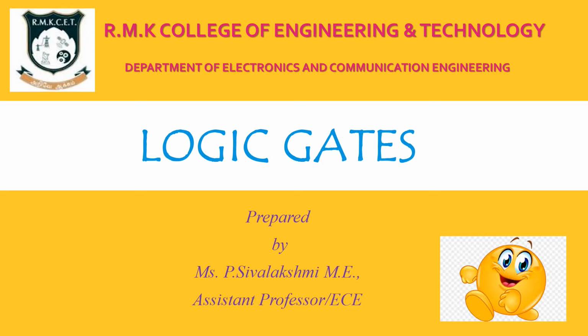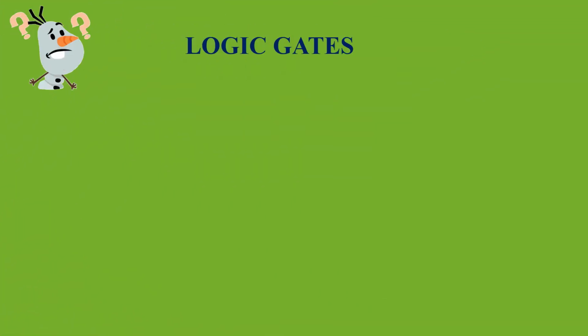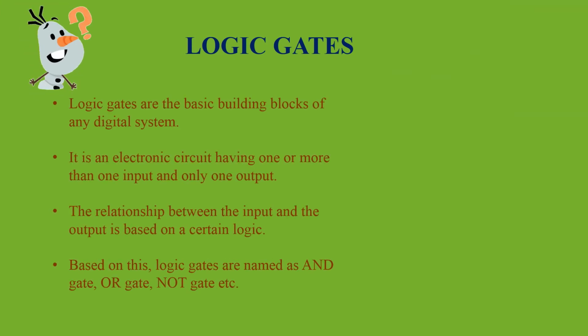In today's video, we are going to see about logic gates. So what is logic gates? As I've mentioned in my previous video, they are the basic building blocks of any digital systems. It is an electronic circuit having one or more than one input and only one output. Here, always the relationship between the input and the output is based on a certain logic. So based on this only, we have logic gates named as AND gate, OR gate, NOT gate and so on.